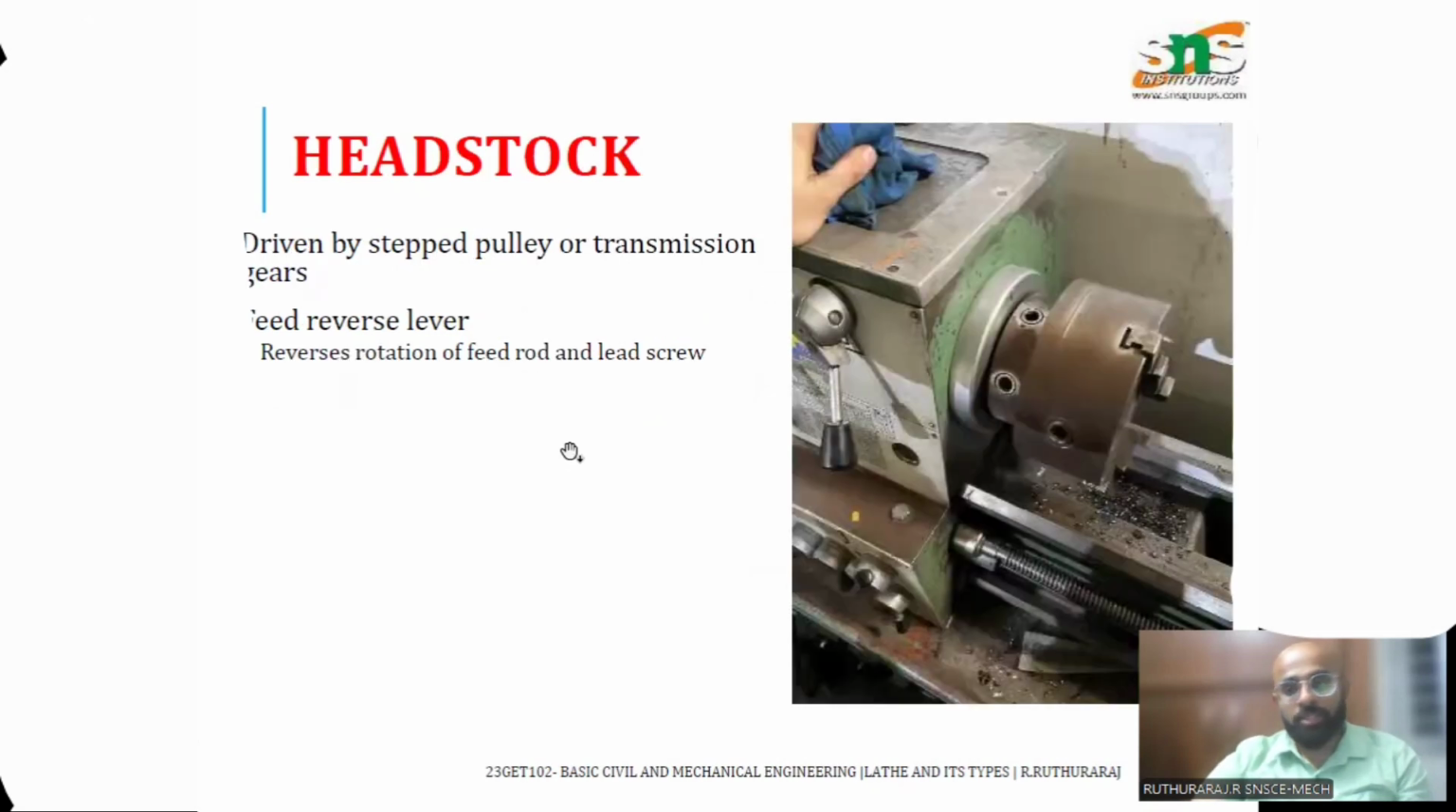So the next part is actually the headstock which I was talking about. It will house all the moving parts, and also one thing I told about the spindle. If you see here, this part is actually the spindle. The spindle is where the workpiece will be housed. So this will house the workpiece and it will enable the rotation of the workpiece.